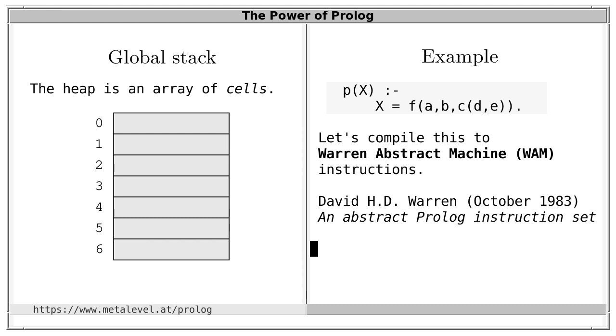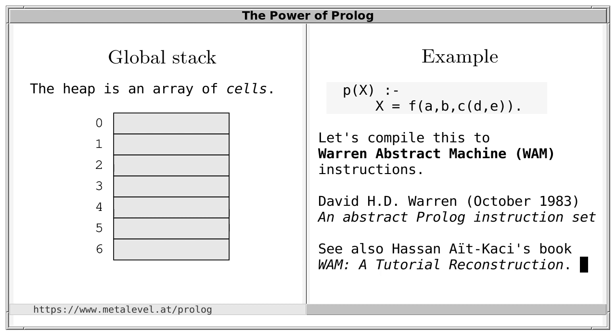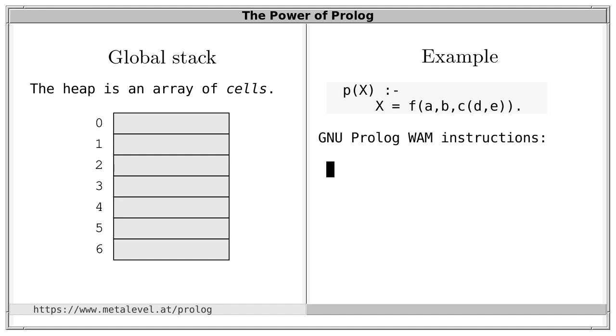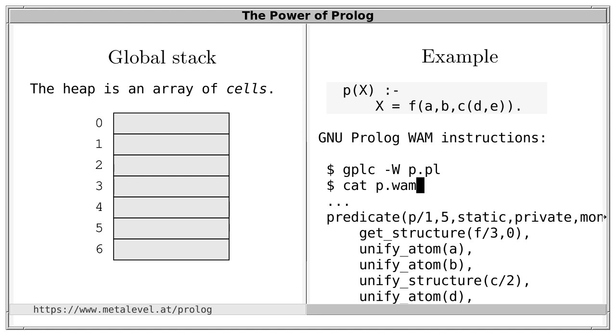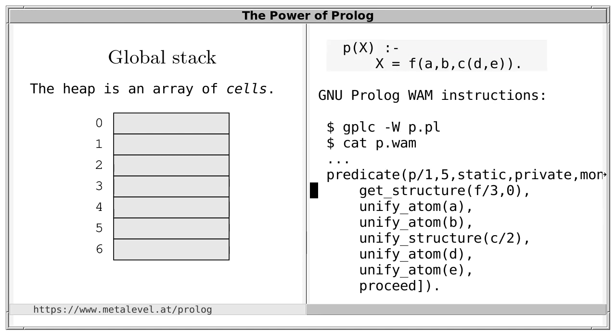Yet the WAM is an especially popular target machine for Prolog, and several Prolog systems use it. For example, GNU, Scryer, and SICStus use the WAM. And there's also a great book about the WAM by Hassan Aït-Kaci, and you can freely download it from his page. Now, let's use, for example, GNU Prolog to compile this to WAM instructions, using the -W switch of the GNU Prolog compiler, yielding the WAM instructions in the file p.wam. And here they are. So we see how our term from above is compiled to WAM instructions that reason about the term on the heap.